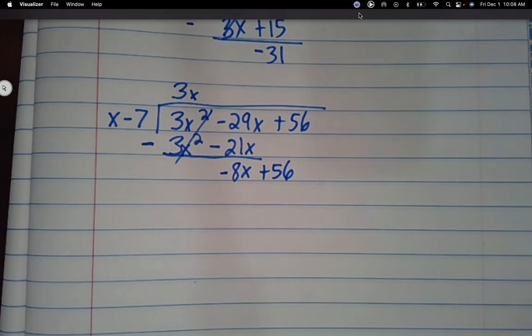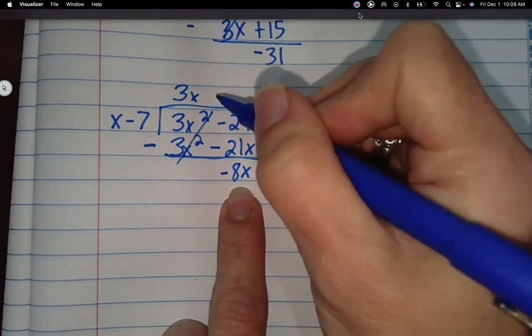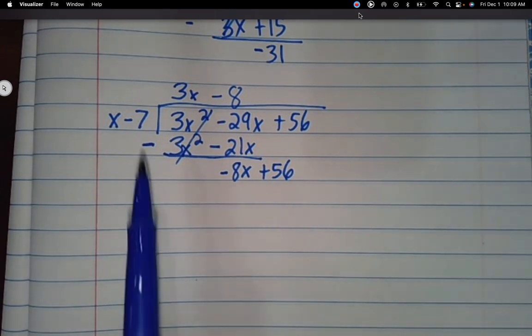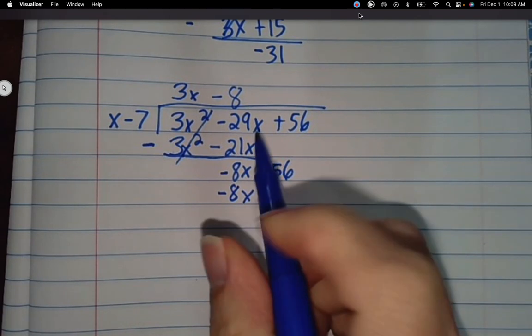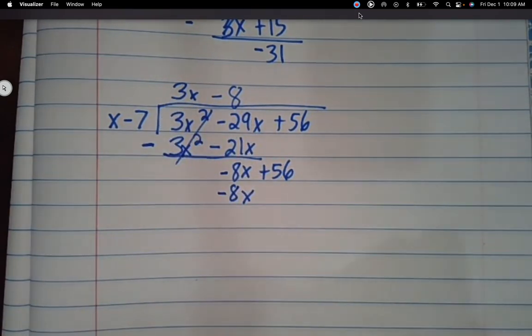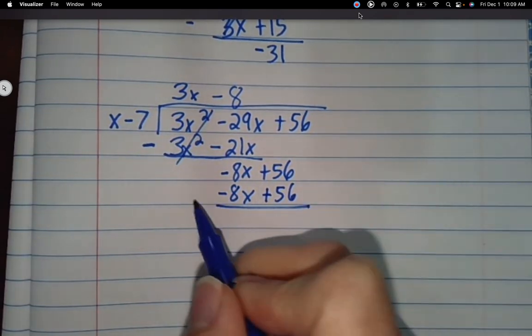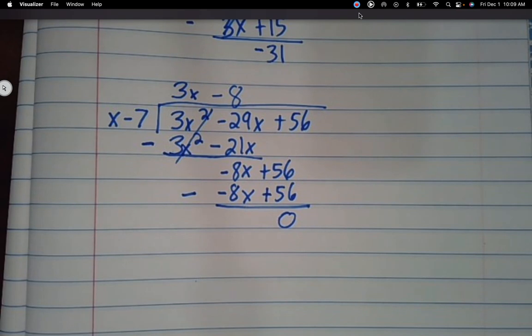Okay? Now we have to match our x to this. So what number is it? A negative 8. So I'm going to write negative 8 and multiply that. So negative 8 times x is negative 8x. Negative 8 times negative 7, positive 56. Yeah, I'll subtract. Okay, let me give everybody a second to write it down. And when I subtract, what does it all go away to? 0. So there is no remainder.